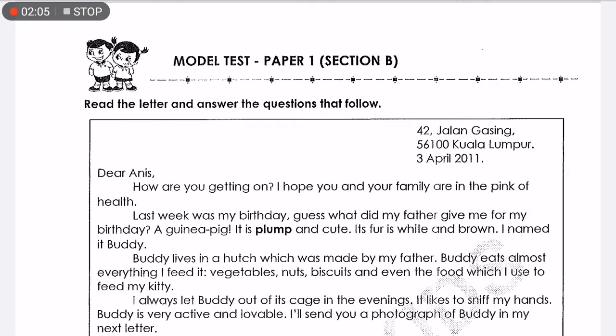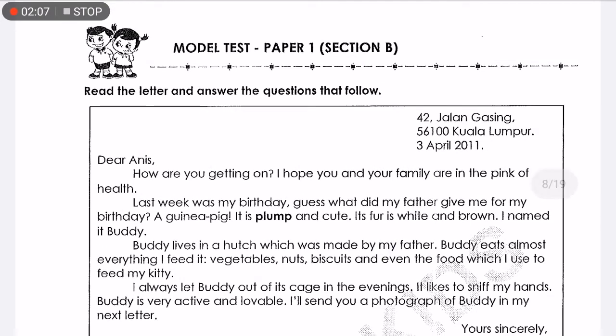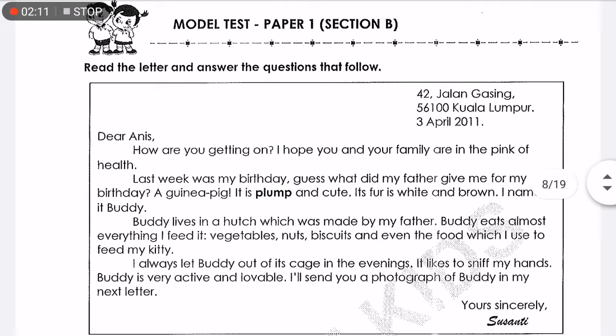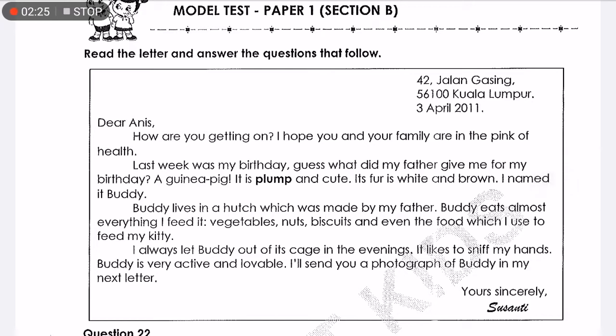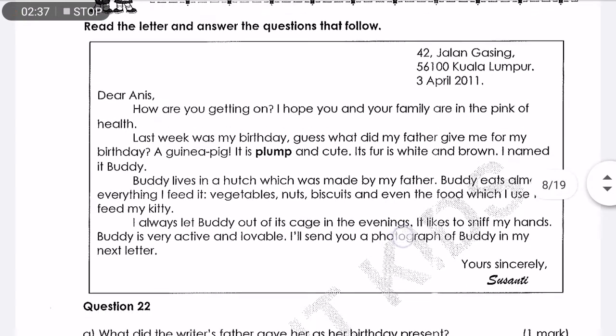This is called comprehension. Now, in order to answer comprehension, there are a few things that you need to take note of about the question, and you have to read the question very carefully. It can be very easy, but some questions can be tricky, so you have to read the questions carefully. And in this case, you have to read the letter carefully as well. Most of the answers of comprehension are already located inside the letter itself, or inside the question itself, so you have to read it carefully.